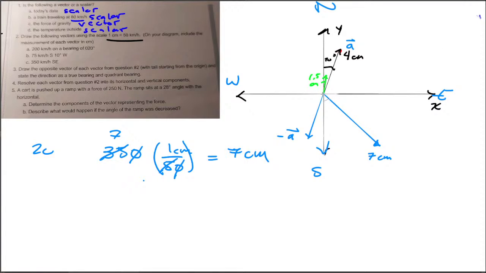So I'm just going to try and copy this guy and then move it here. And draw this the best that you can. If you have a protractor, use a protractor. If not, just try to make it as neat as possible. Use a straight edge, definitely.